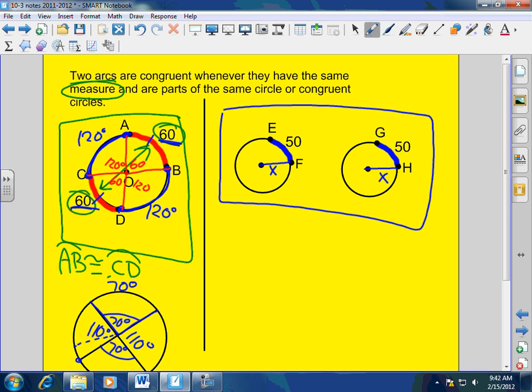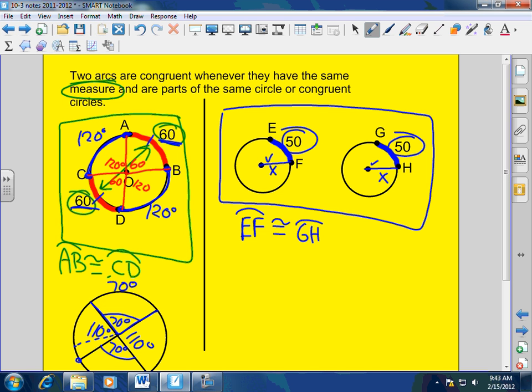So I have arc EF with a measure of 50 degrees, and arc GH with a measure of 50 degrees. Since they have the same radii, that means they are congruent circles, so they must have equal lengths, and therefore arc EF is congruent to arc GH.